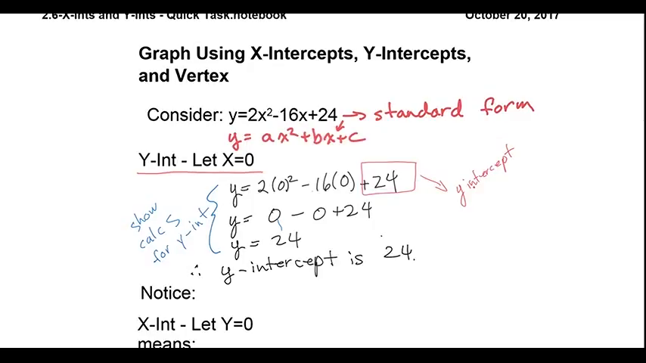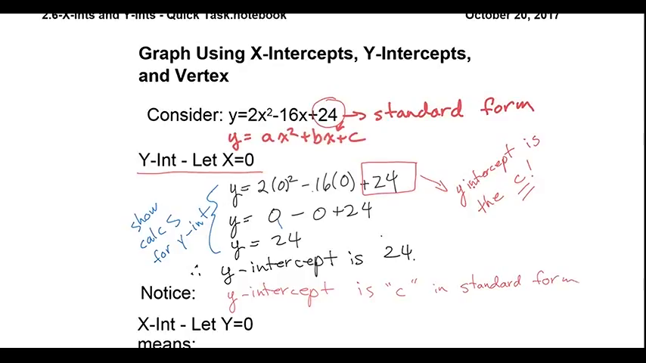So I could have looked at my original equation and noticed that 24 was the last number in my equation. So the c value is 24. That means my y-intercept is the c value in y equals ax squared plus bx plus c. You can use that to quickly calculate the y-intercept. If I ask you to show the calculations, substitute x equals 0 and you get your answer. This was intended to show you that the y-intercept is the c value in the standard form, y is equal to ax squared plus bx plus c.